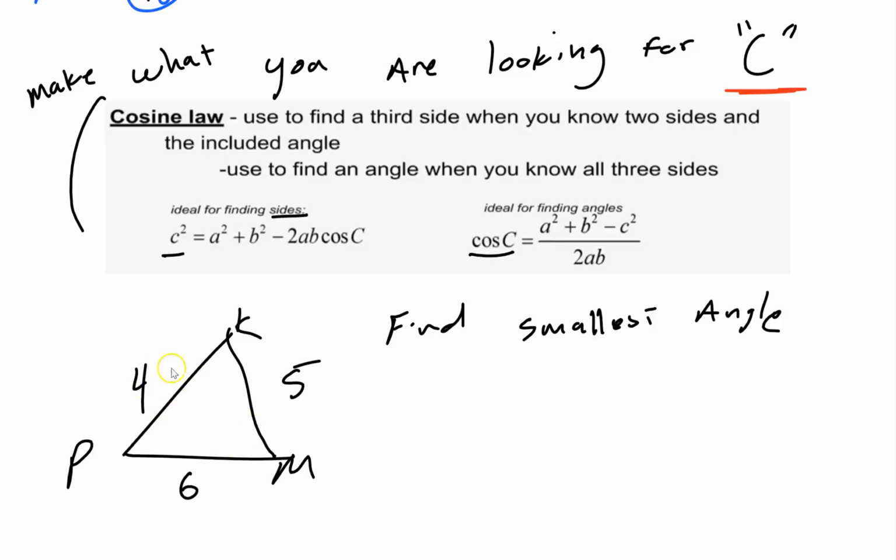Smallest angle would be M, I should have said. Anyway, so this is the smallest side. So I'll make this my C, my little c. And then other sides don't even matter. Let's say A and A, and let's say B and B.